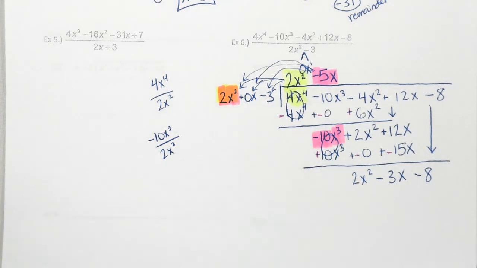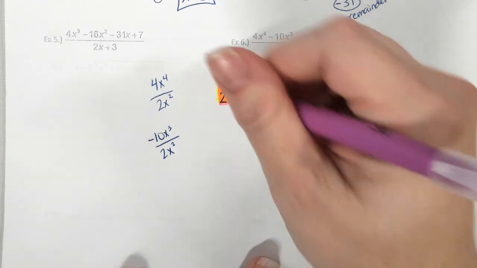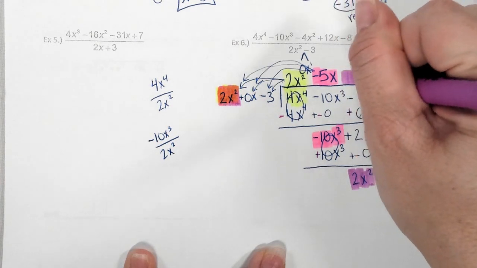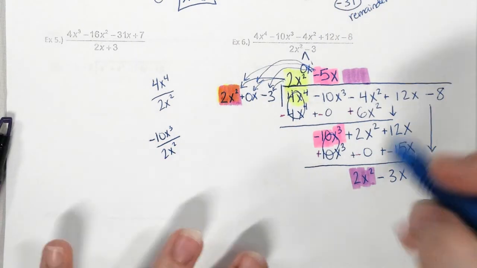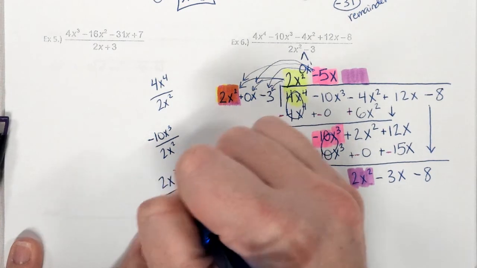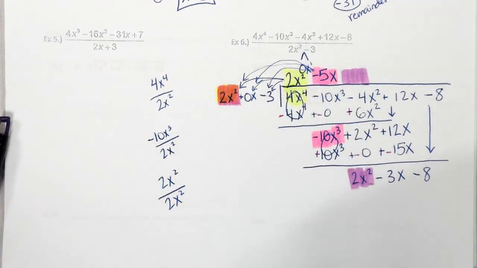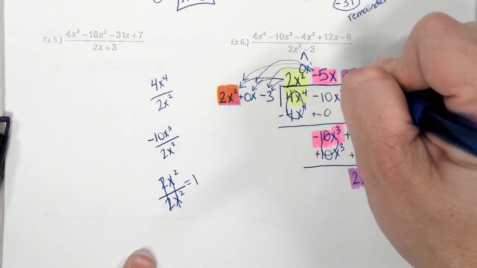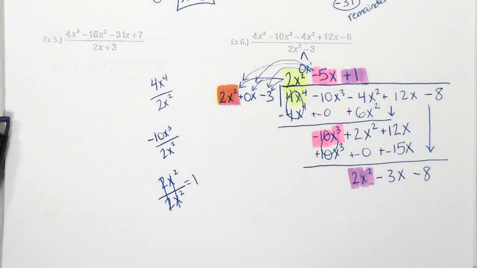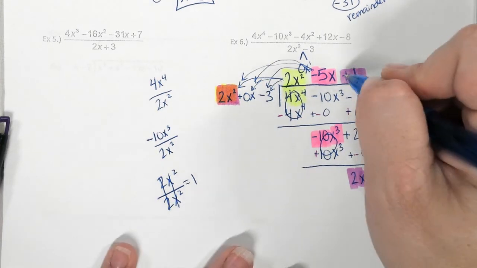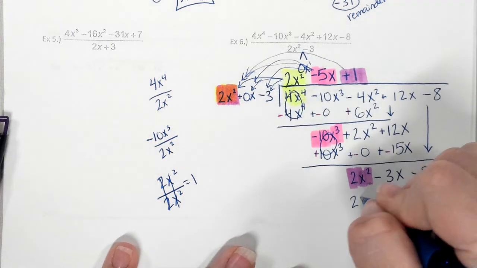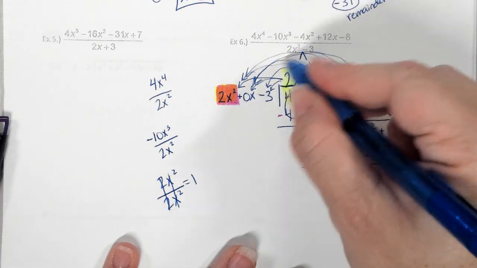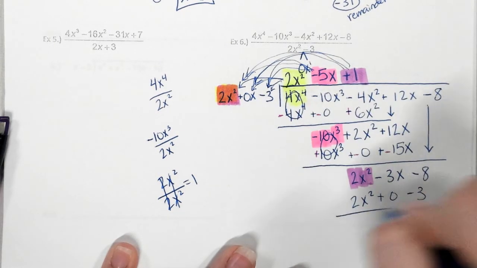Okay, so knowing that, now I'm focused here. 2x squared, and my third term of my solution. Well, 2x squared, my inside number, divided by my outside number. Well, what's anything divided by itself? Yeah, when everything cancels, it just equals 1. So this is positive 1. So 1 times 2x squared is 2x squared. 1 times 0 is 0. And 1 times negative 3 is negative 3.